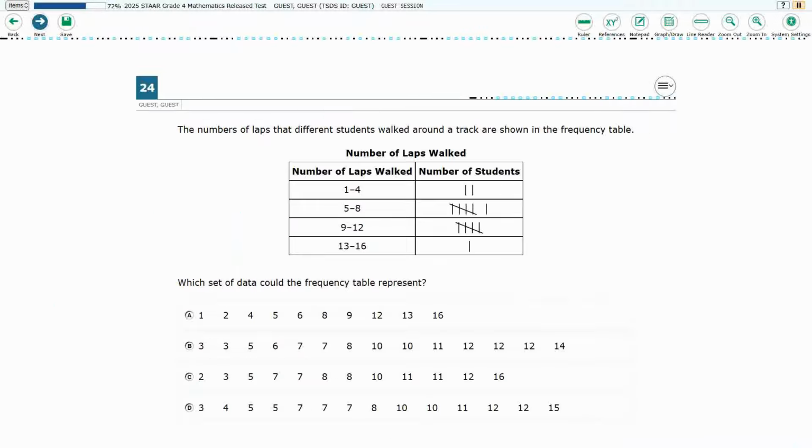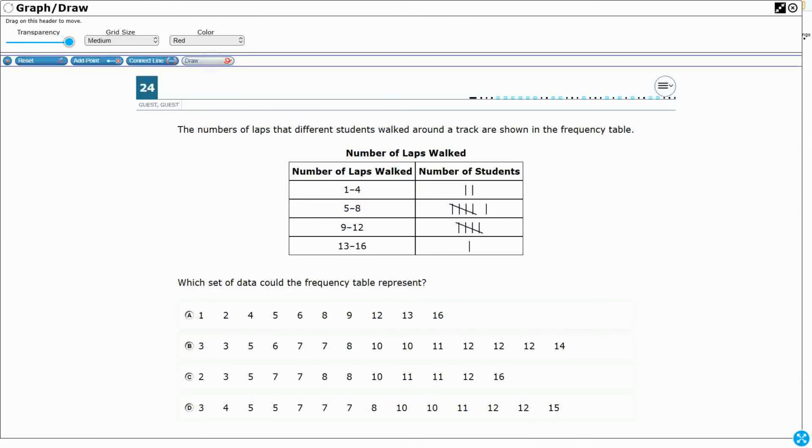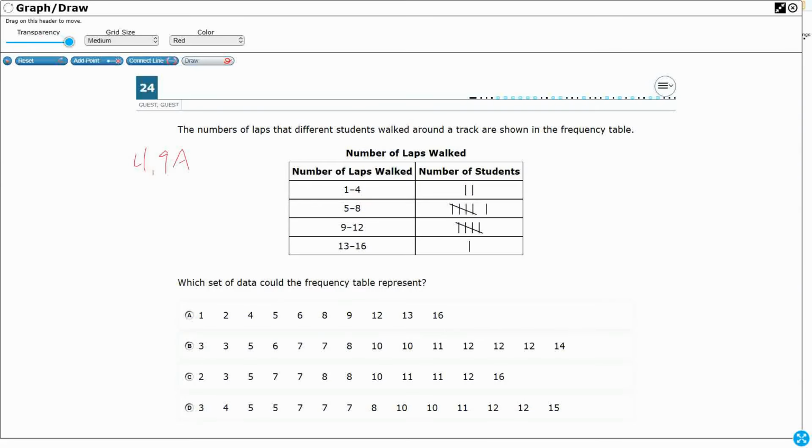Number 24, we are looking at 4.9a. And so we are representing data here. And we just simply need to take the frequency table and make it match this data set here. All right, so let's just see. And honestly, instead of just 1, 2, 3, 4, we've got the beginnings of what this will turn into in 5th grade. This will be a histogram, where it's like a bar graph, but you have ranges. So this is turning into a 5th grade histogram here.